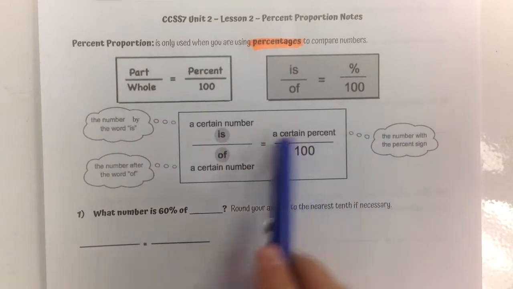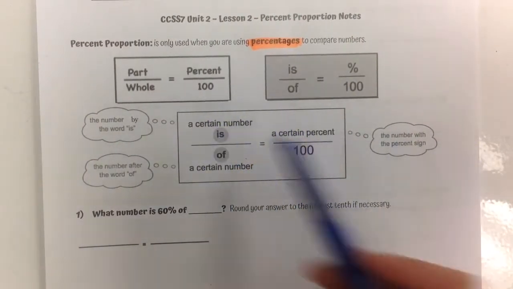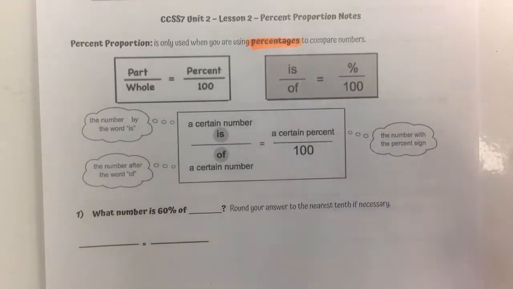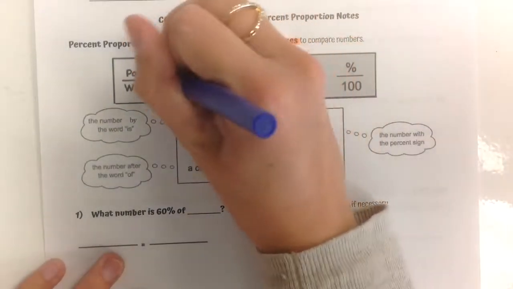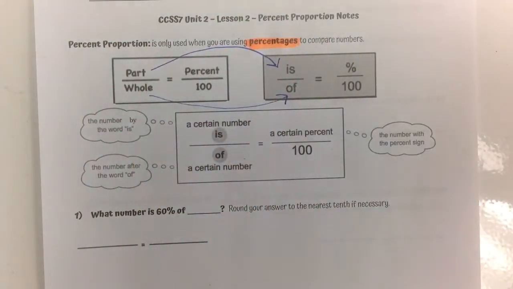So no matter what, you always have the 100 here. You're plugging in three numbers, or two numbers and a variable here. Keywords for part: "is" clues you into the part, "of" clues you into the whole. So let's look at a problem.